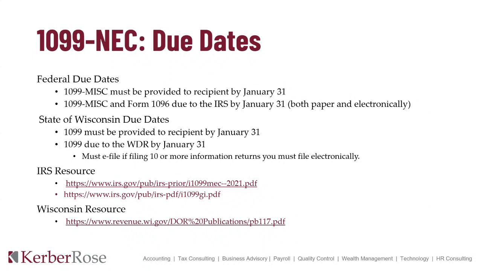Again, due dates. This one's a little bit different than the 1099 miscellaneous for federal. They want these by January 31st, if it's paper or electronic. And the purpose of that is to really make sure that people aren't filing tax returns with omitting reportable income. The state due dates are January 31st. Again, you should be e-filing if you have 10 or more information returns. Same links for 1099 miscellaneous as 1099 NEC.